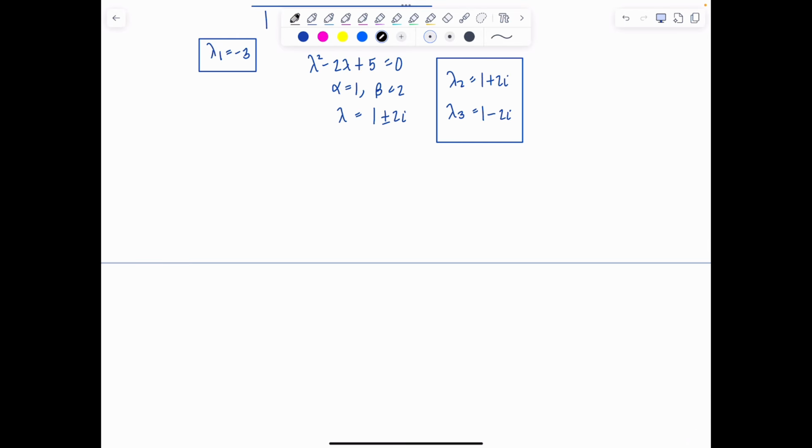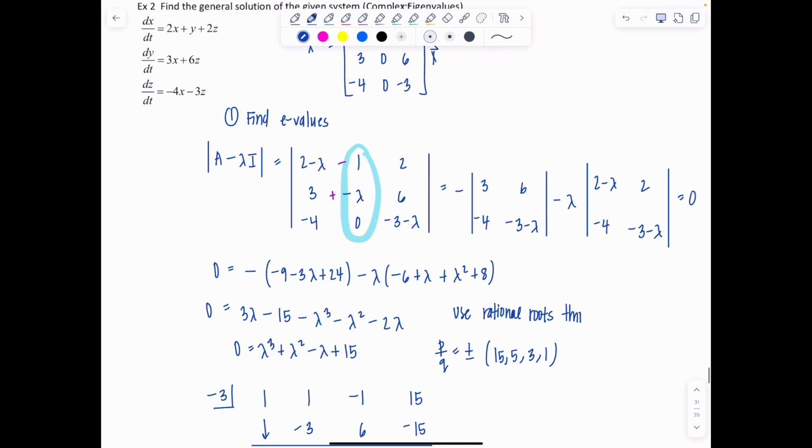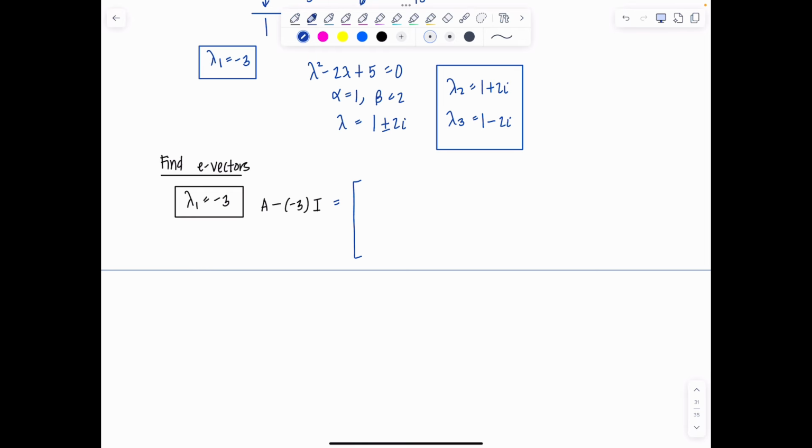Let's find the eigenvectors. Lambda 1 is negative 3. Oh, yeah, thank you. We have the values. We need the vectors. Okay, so A minus negative 3 times I. Let's focus. Where's A? Okay, so it'll be 2 plus 3, 1, 2, 3, 3, 6, negative 4, 0, 0. Yeah?